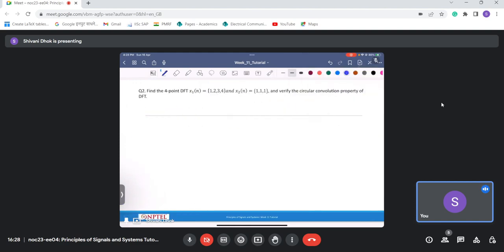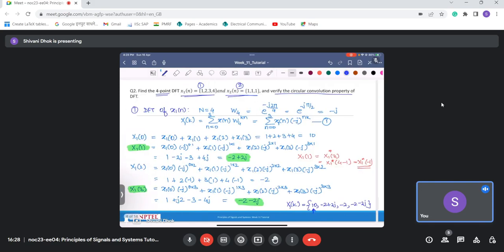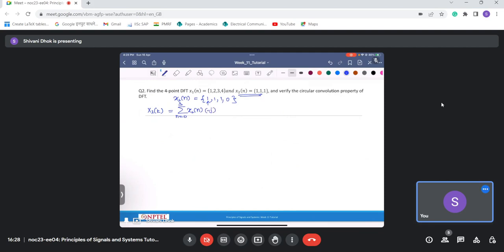find the DFT for this x2 of n. Again, we need to find 4-point DFT, so which means that I can write this x2 of n as a 4-length sequence, something like this, 1, 1, 1 and 0. And we have x2 of k is equal to summation n running from 0 to 3 x2 of n and W4, which was obtained as minus j, so it is minus j to the power kn.